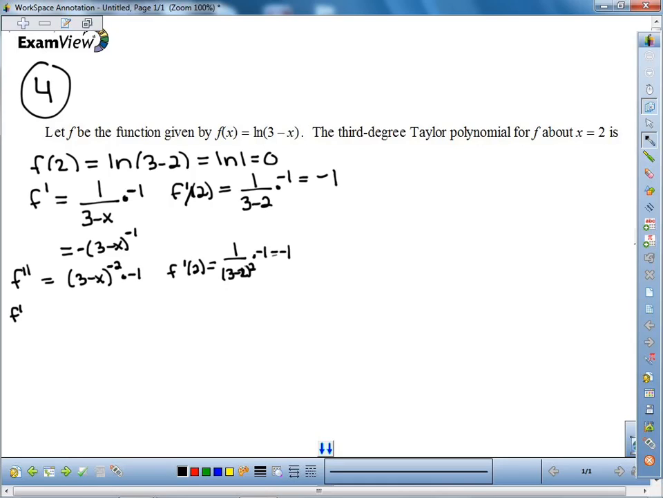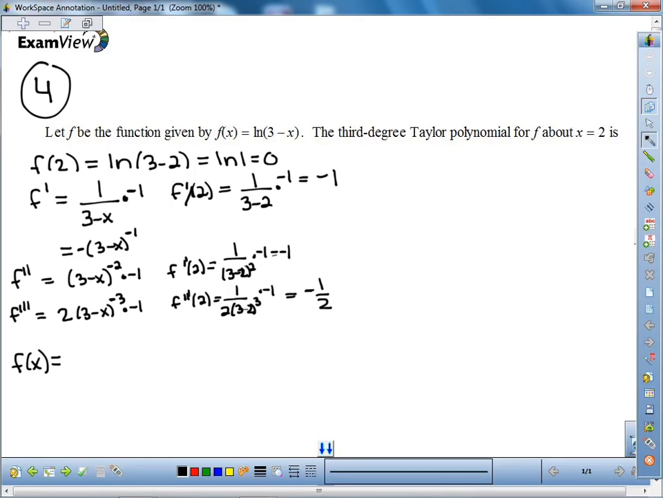So the third derivative is going to be 2 times (3 minus x) to the negative 3 times the derivative of the inside. So when we substitute 2, we get 1 over 2, (3 minus 2) to the cube times negative 1, which is negative 1/2.